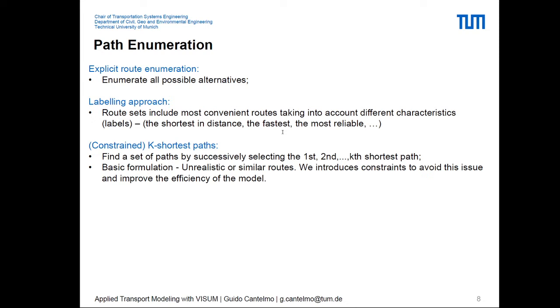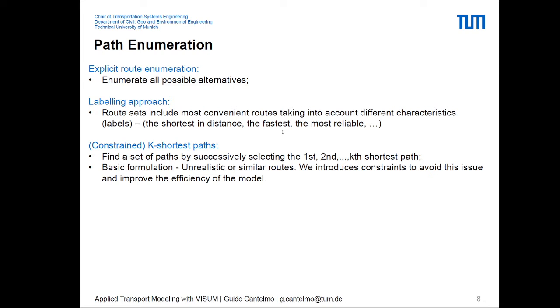There are other options. One is what we call explicit route enumeration, which is to enumerate all possible alternatives. This is, of course, feasible for small networks, usually not so common for large networks such as the network of Munich.